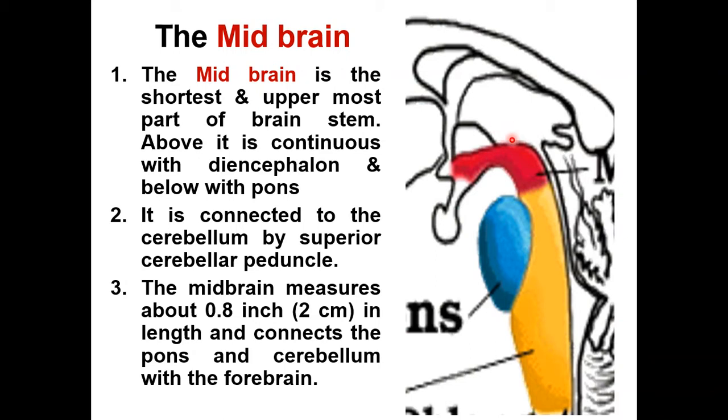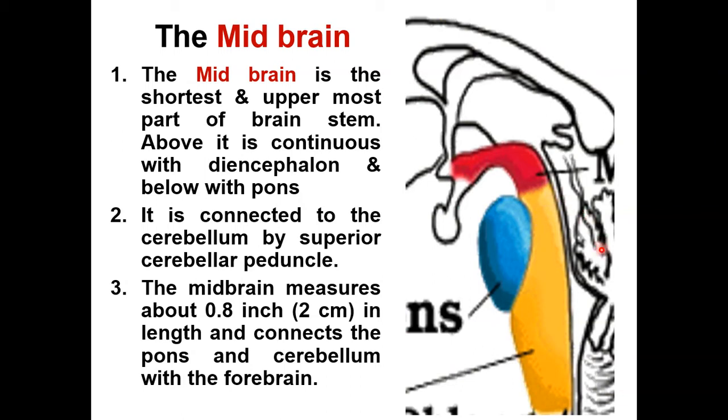This red color is the midbrain. Above the midbrain is the mesencephalon, which consists of the thalamus and the hypothalamus, and below the midbrain it is continuous with the pons. This is the pons. The midbrain is the uppermost part of the brainstem, so it is continuous above with the mesencephalon and below with the pons.